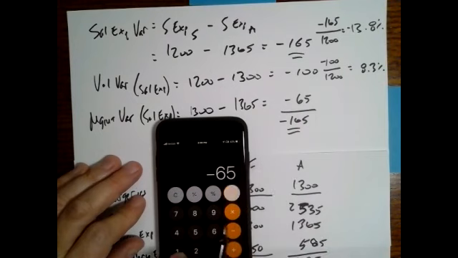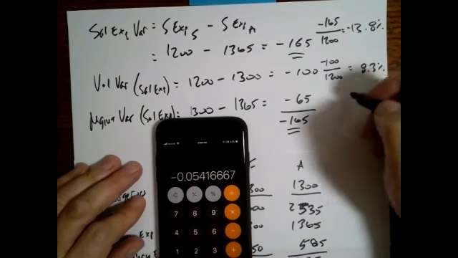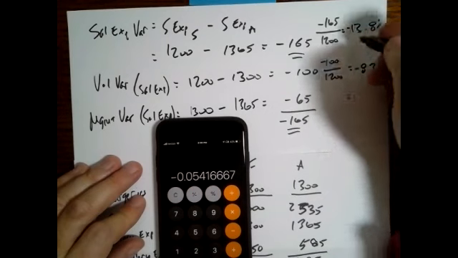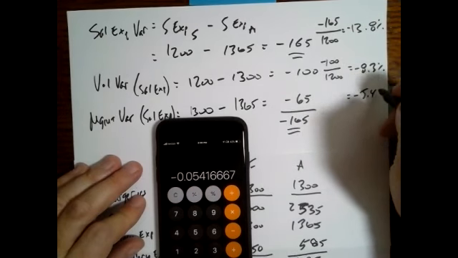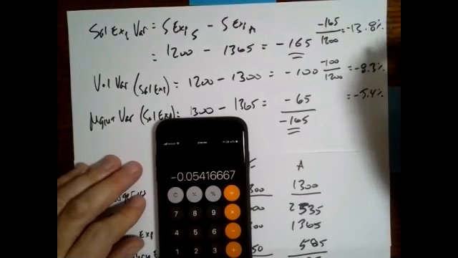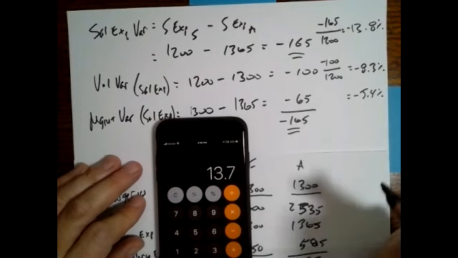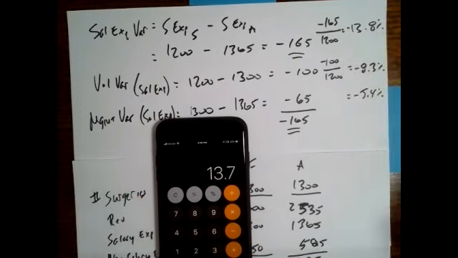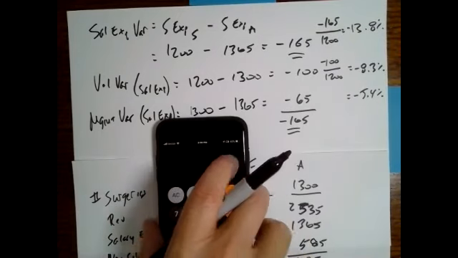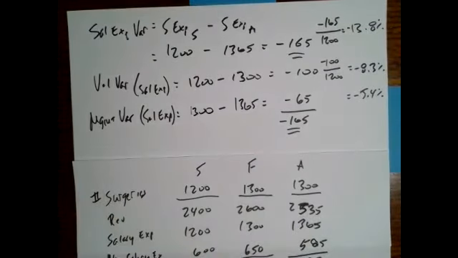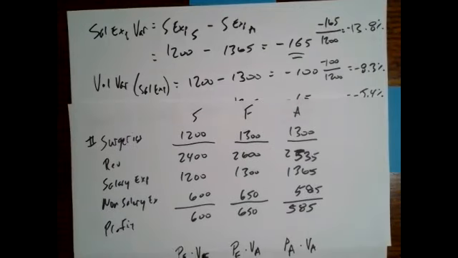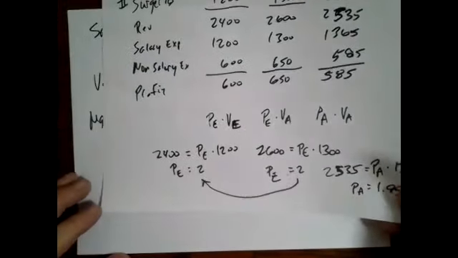65 will make it negative. Divided by 1,200 gives us minus, so likewise, minus 5.4%. If we add these two together, we ought to get that. So minus 5.4 plus 8.3 is 13.7. A little bit of rounding error there, but we're close enough. So they add up. So that is salary expense variance, and then we'll do the same thing for non-salary expense variance. This gets a little repetitive, but that's the nature of the problem.